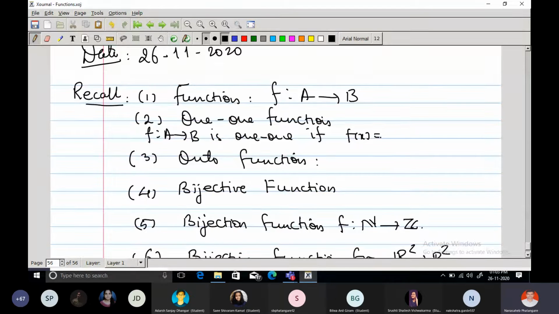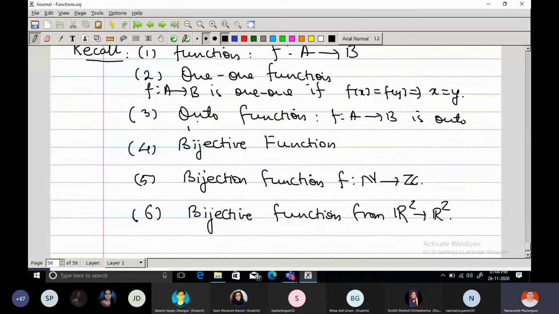Right, this is what a one-to-one function is. What is an onto function? F from A to B is onto if for every y in B, there exists x in A such that f(x) is equal to y. For every element in the codomain, we can produce a pre-image in the domain. If it is possible, then only we say the function is onto. If it fails for some element in the codomain to produce a pre-image in the domain, then we say the function is not onto.